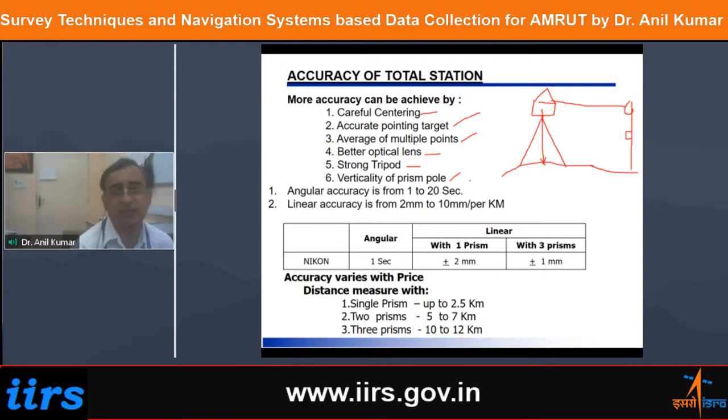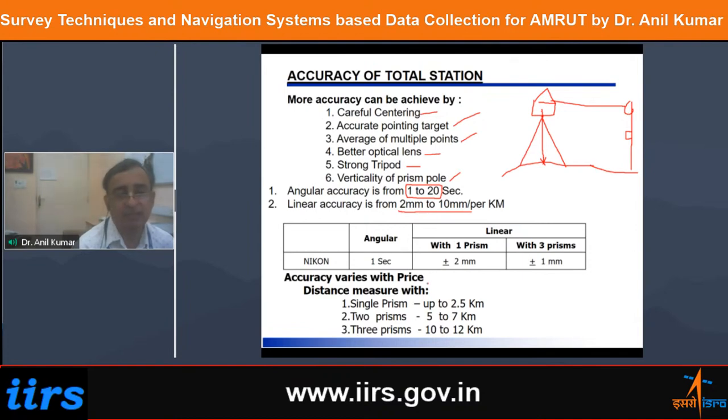Angular accuracy from these instruments we can achieve in a 2-3 range, say 1 second to 20 seconds. The best nowadays is 1 second, but if our requirement is not 1 second, we can take a little lower grade instrument, but the best we can achieve is 1 second angular accuracy. In linear accuracy, we can achieve nowadays 2 mm to 10 mm per kilometer. At per kilometer, the error can be 2 mm to 10 mm depending upon the capability of the instrument.